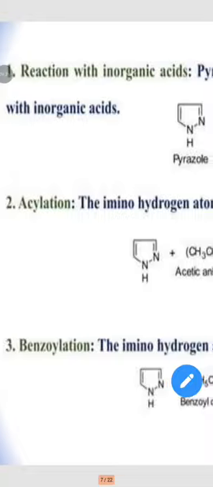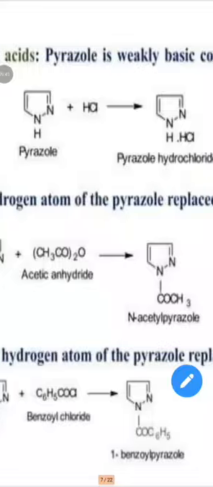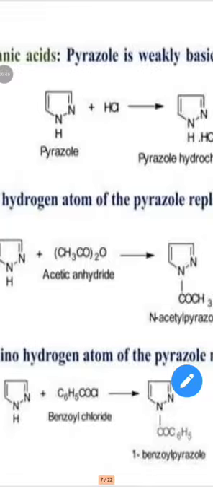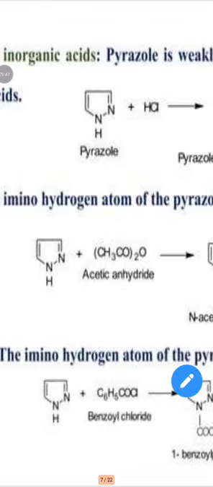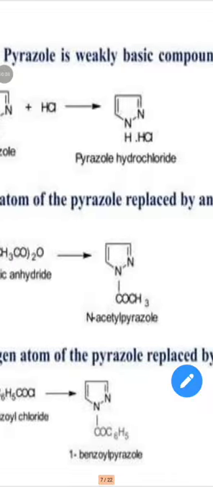Then the second reaction is acylation. The imine hydrogen atom of pyrazole is replaced by an acyl group. Pyrazole is reacted with acetic anhydride, (CH3CO)2O, to form the product N-acetyl pyrazole.